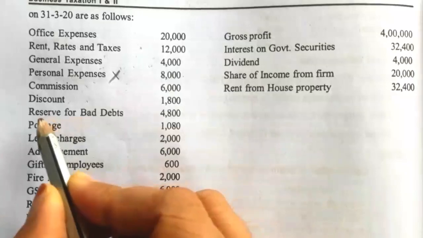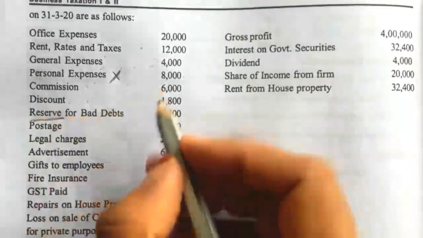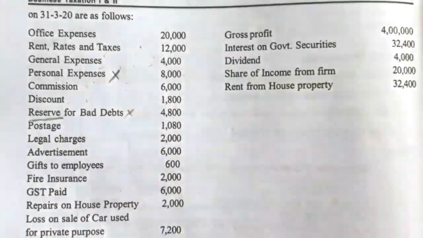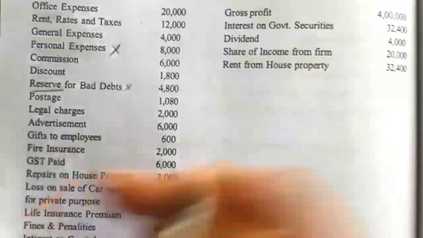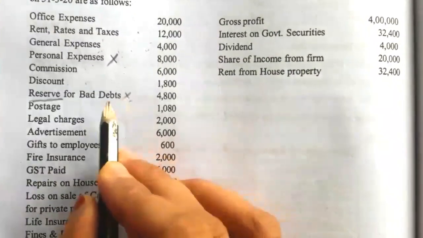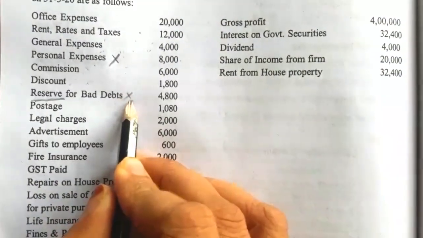Reserve for bad debts. All the reserves are disallowed, so we have to put a cross mark. Disallowed means we have to write it under the disallowed expenses. Reserve for bad debts is disallowed. Bad debts are allowed, but reserve for bad debts is disallowed.